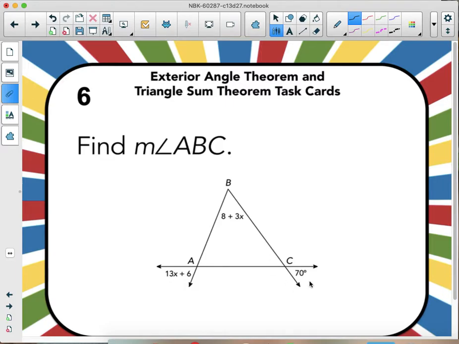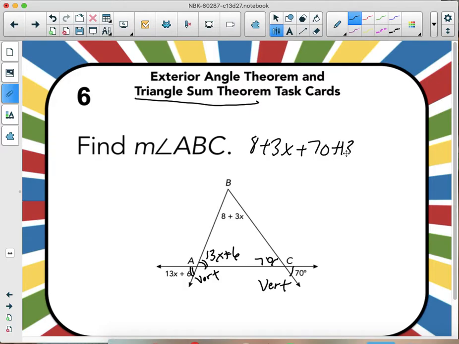But we do know if this is 70 here, then this other piece here has to be congruent because of vertical. We know vertical angles are congruent, so I know in here we have a 70. Same thing over here, I can say, well, this and this are also vertical. So then I could write 13x plus 6 inside of here as well. And now I have all three angles inside my triangle are known. So I can say, well, this has to be my triangle sum theorem. So I would do my 8 plus 3x plus 70 plus 13x plus 6 equals 180.